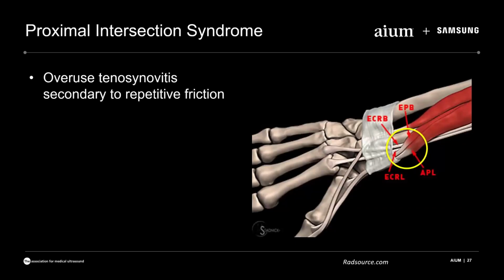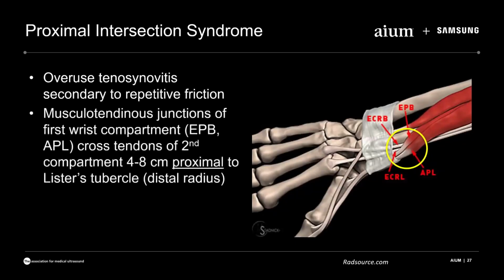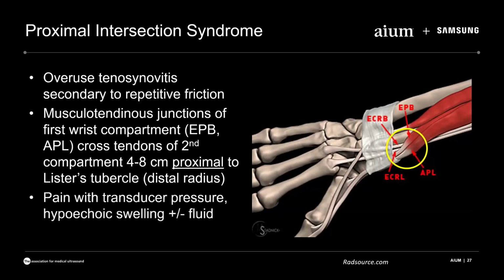So this is an overuse tenosynovitis that occurs usually due to repetitive friction. So as I mentioned, that musculotendinous junction of compartment 1 will normally cross over compartment 2, proximal to Lister's tubercle, which is kind of at the distal radius. So that's what we're looking at here. This is compartment 1, and you can see how it's normally crossing over compartment 2. But when friction occurs here, then you can get a localized tenosynovitis. And patients will have pain with palpation in this region, also hypoechoic swelling and fluid. And ultrasound is great at diagnosing this.